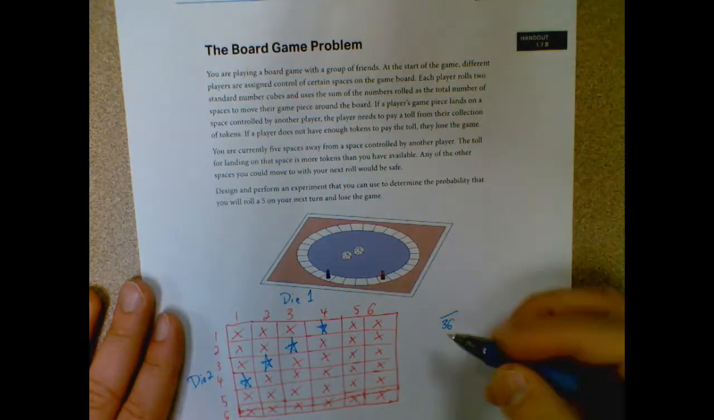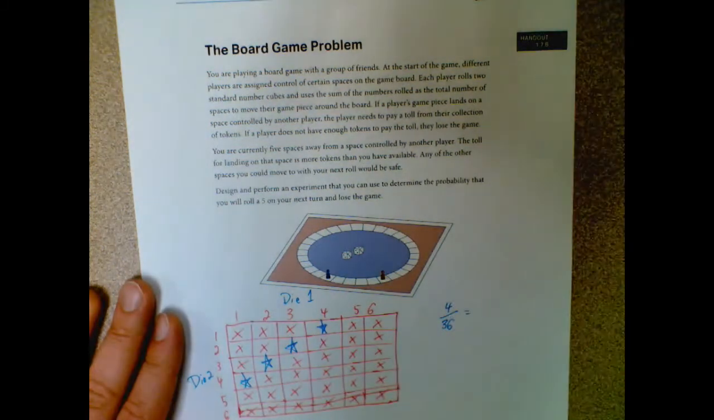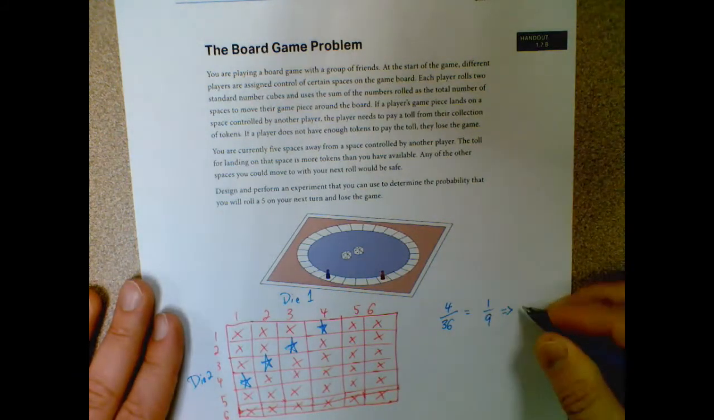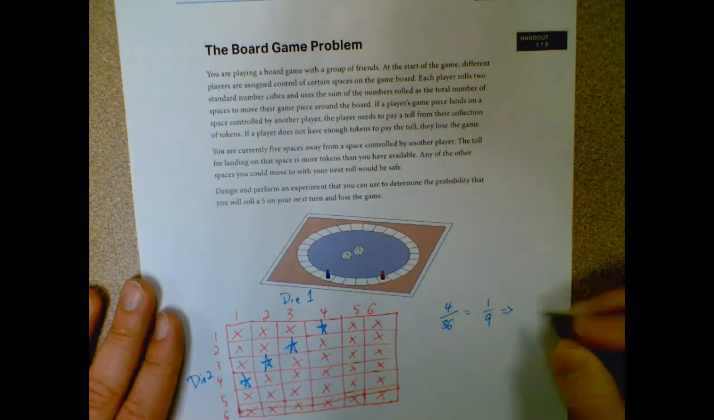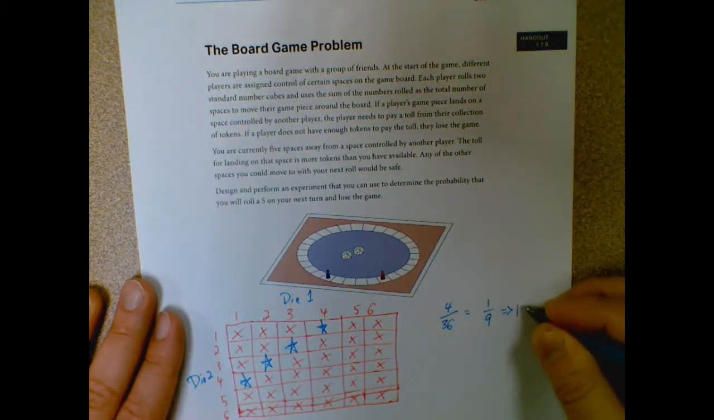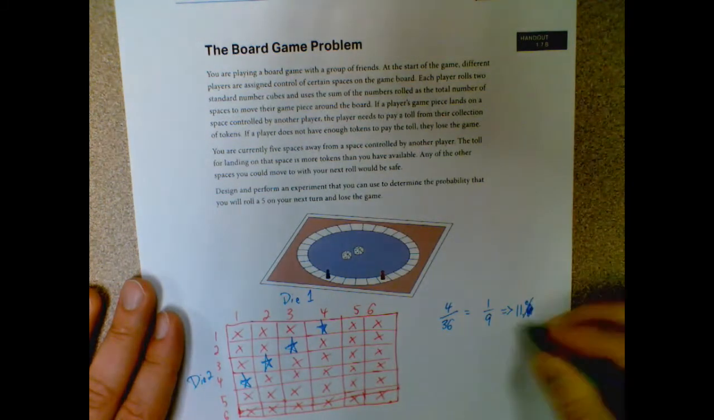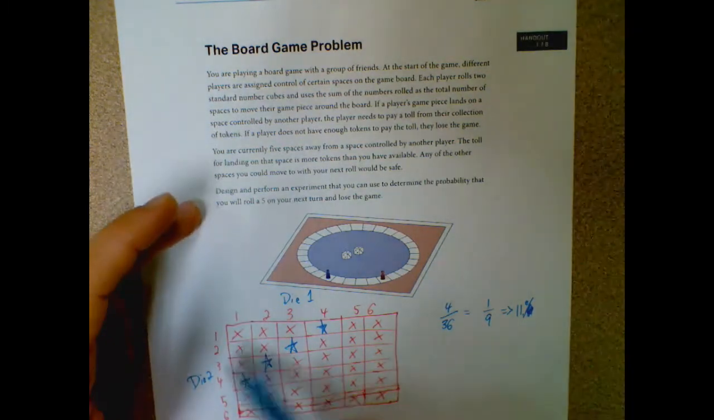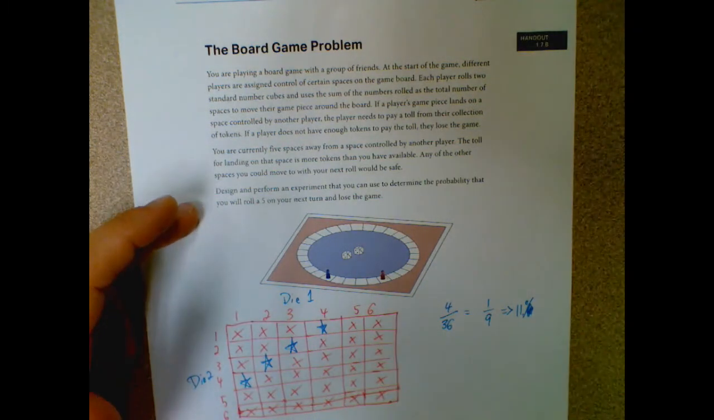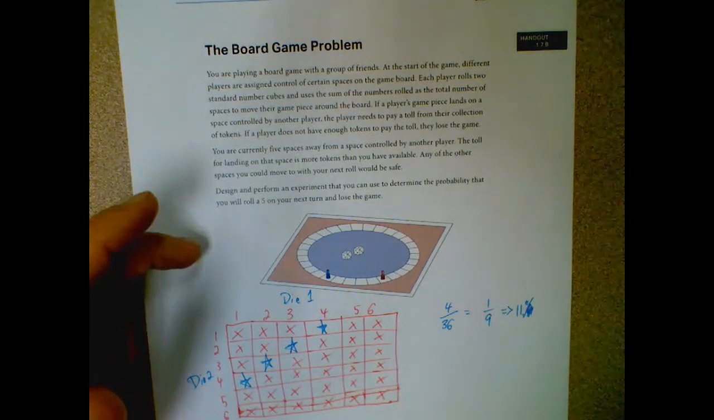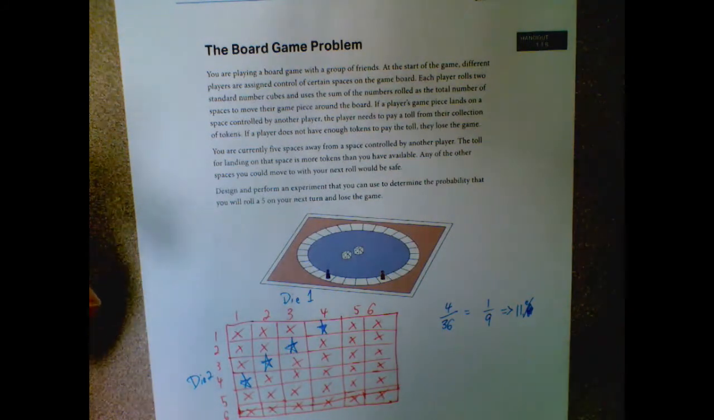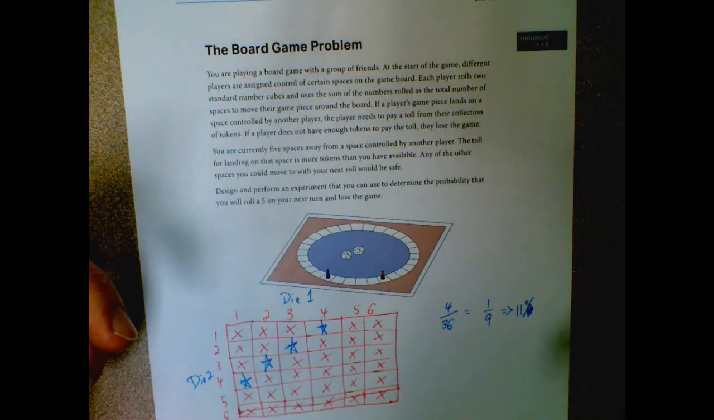So I have 4 here, so 4 out of 36, which comes out to 1 out of 9, which is 11.1 repeating percent. So I'm going to round that to 11%. Okay, so my outcome here is I have about an 11% or 1 out of 9 chance of rolling a 5 on the next turn. So I'm feeling pretty confident that I'm probably going to be okay.